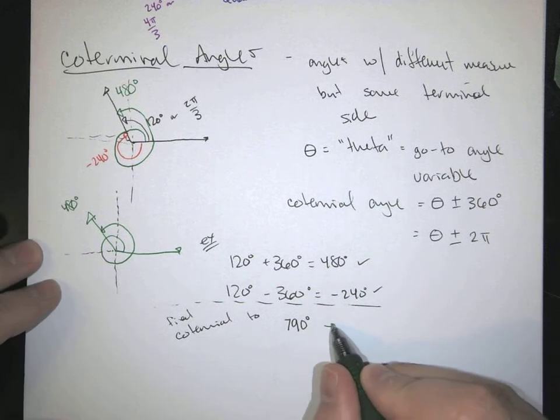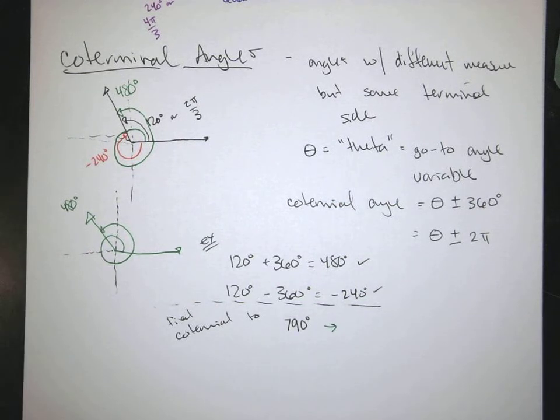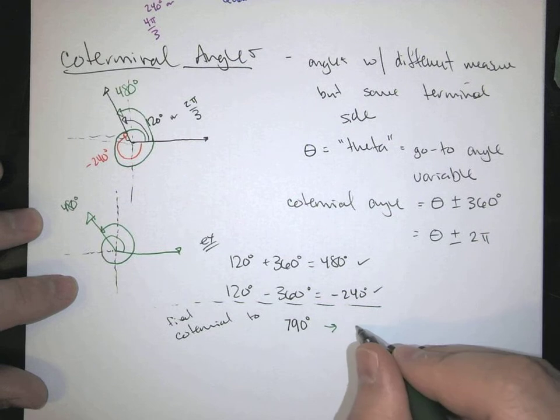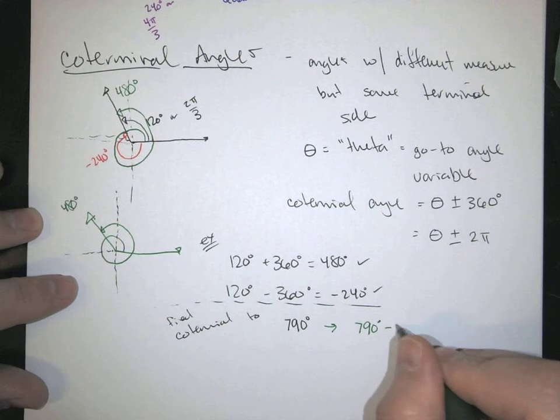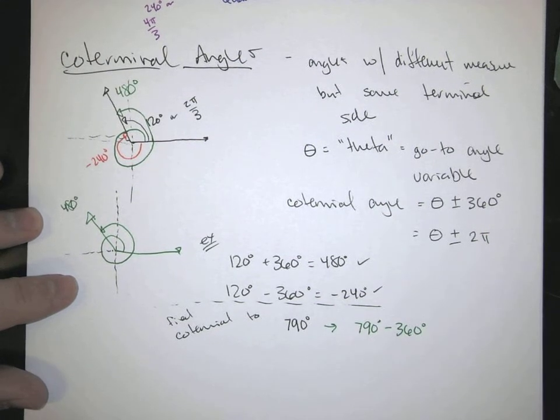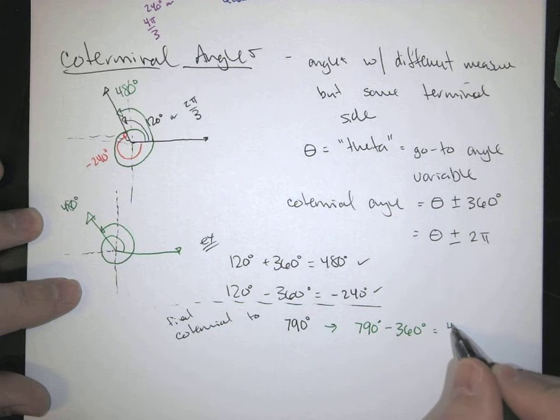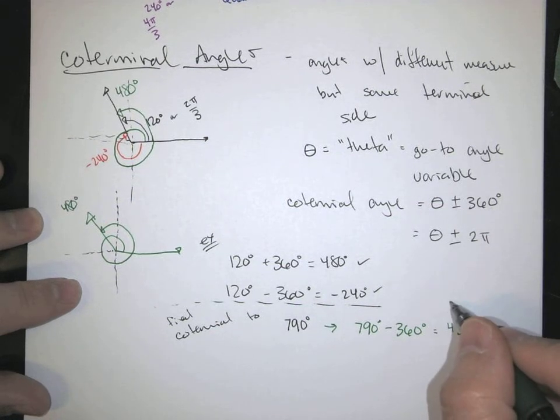And what you would do is, instead of then adding 360, which you could do, let's try to find an angle that's between 0 and 360. So if I did 790 minus 360, I can just do a quick little subtraction. That's going to get me down to what, 430? So that would be one option.